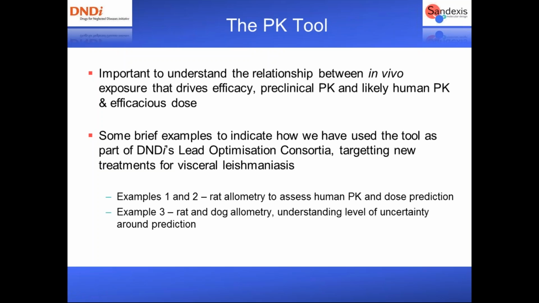What I want to do is take you through a couple of examples where we've used rat allometry to assess PK and dose prediction, and then one further example where we're going to go into where we've got data on 2 species and how that brings in, well, that could bring in uncertainty, or it could give you increased confidence as to what your prediction in human might look like.